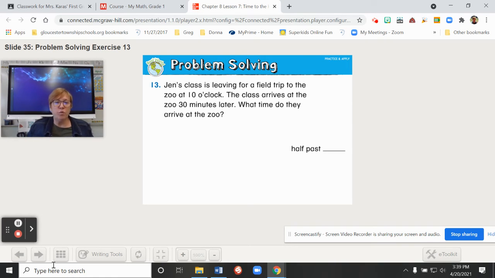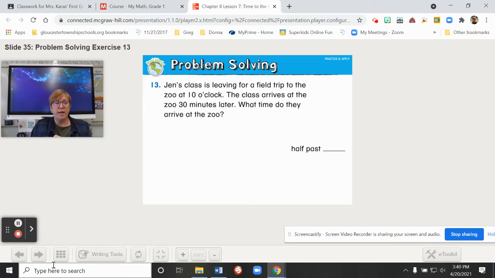Okay, so let's do a little problem solving here, okay? Jen's class is leaving for a field trip to the zoo at 10 o'clock. All right, so take your clock and set it for 10 o'clock. So that means your hour hand is on the 10, and your minute hand is on the 12. The class arrives at the zoo 30 minutes later.